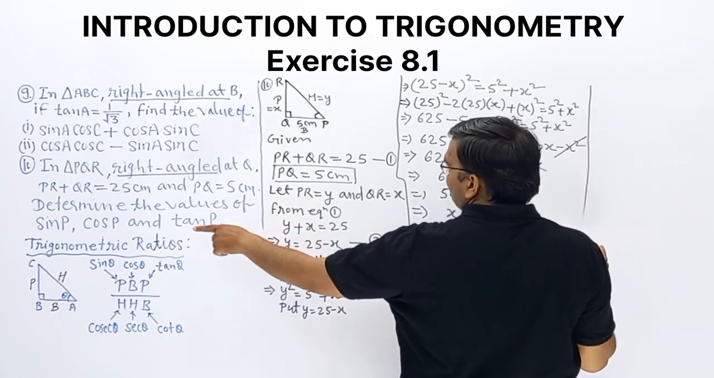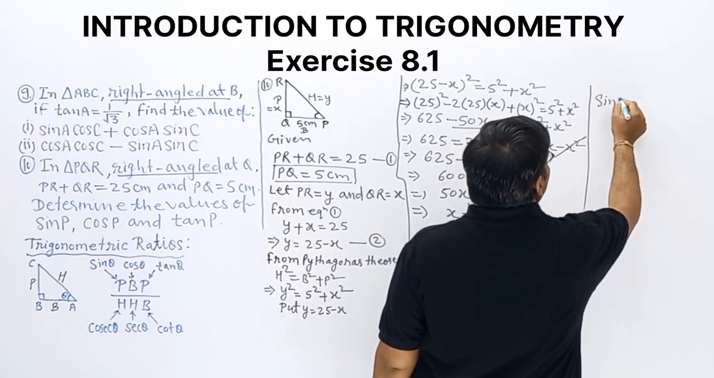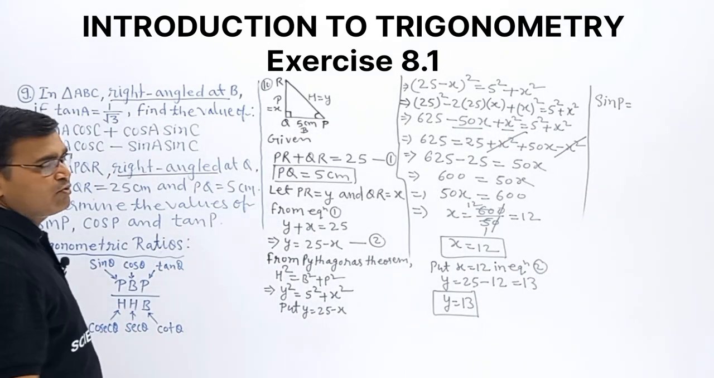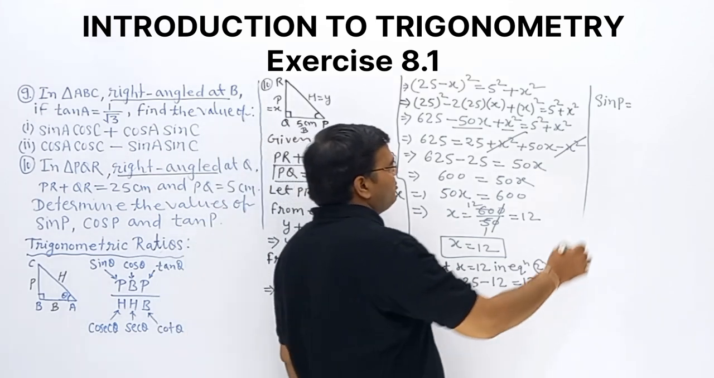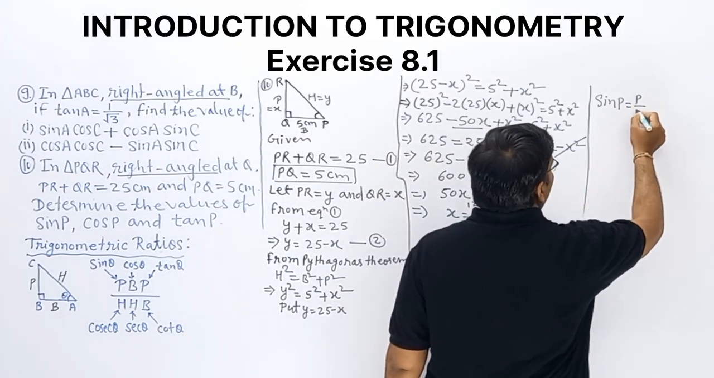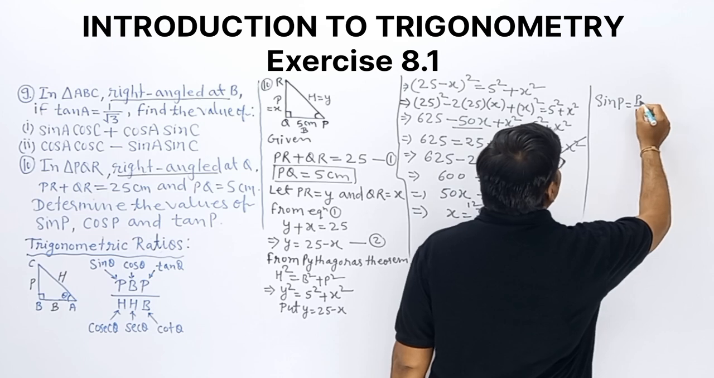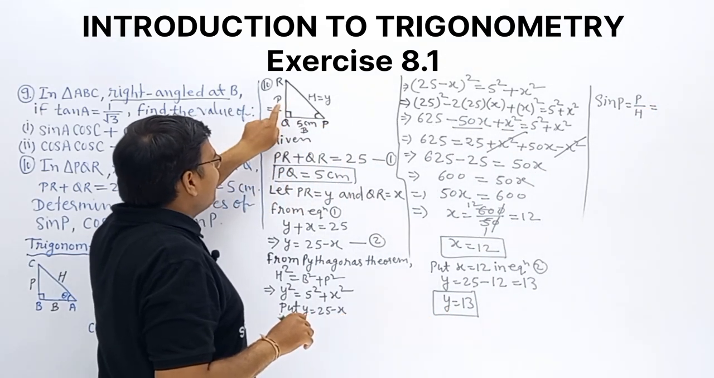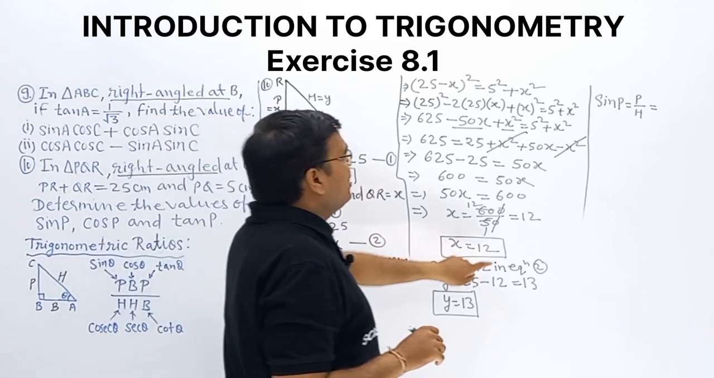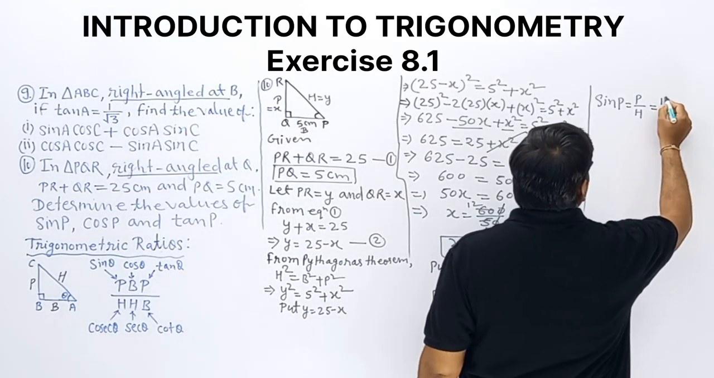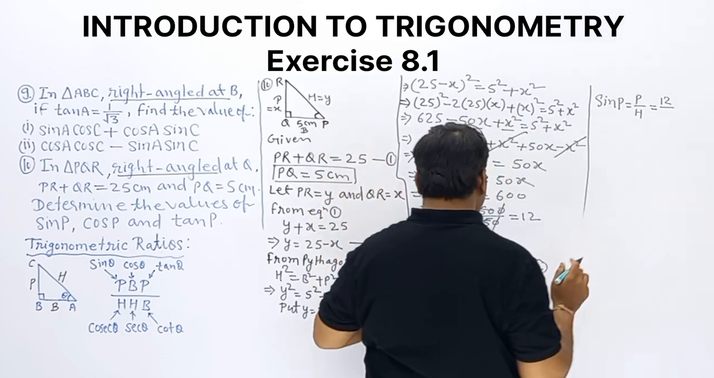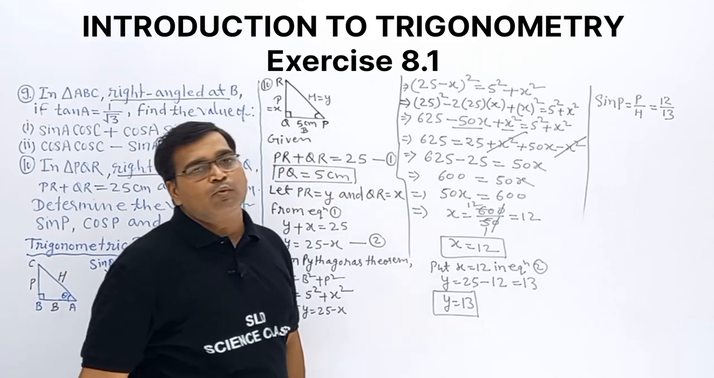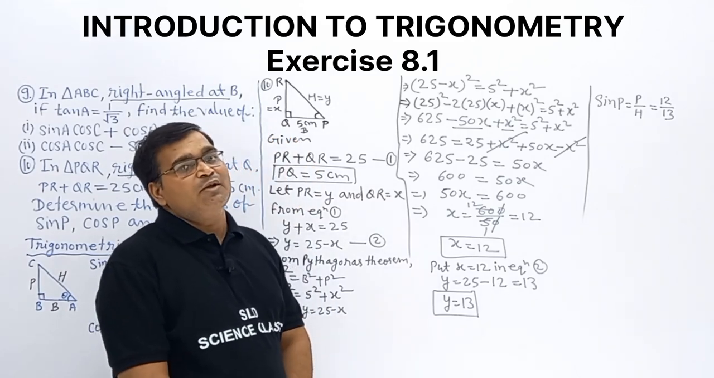What ratios do we want? First one is sin P. And sin theta is perpendicular upon hypotenuse. So what will be the value for P? P is the acute angle, the perpendicular is this one, and x is the perpendicular. So x value is 12, so we can write 12, and hypotenuse is y, and y value is 13. So this ratio sin P will be 12 upon 13, and this is the required result.